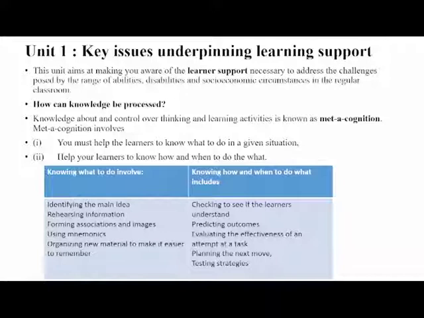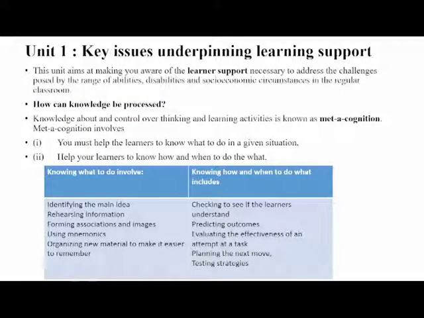So what can you do in our classes to support them? Now, the first thing that you are going to look at is how can knowledge be processed? You can teach and teach and teach, but how do these learners process the knowledge that you are giving them? Knowledge about and control over thinking and learning activities is known as metacognition. And metacognition involves helping learners to know what to do in a given situation, and also helping your learners to know how and when to do the what. So metacognition, that is the control over thinking and learning activities.